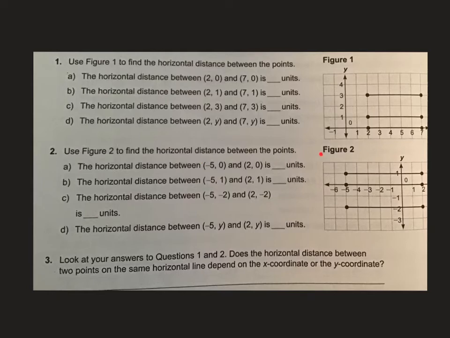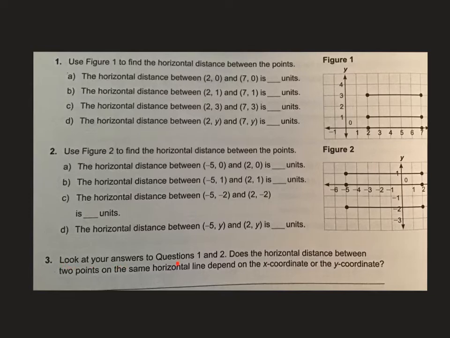Question 2 asks you to do something quite similar with figure 2. So the horizontal distance between -5 and 0 and 2 and 0 is, so count how many units across this is. Make sure when you're counting, you wouldn't go 1, 2, 3, 4, 5, 6, 7, 8. You would actually go to the boxes that are in there. 1, 2, 3, 4, 5, 6, 7. So that would be 7 and not 8. Just something to be careful of. So find each of the points and say how many units it is.